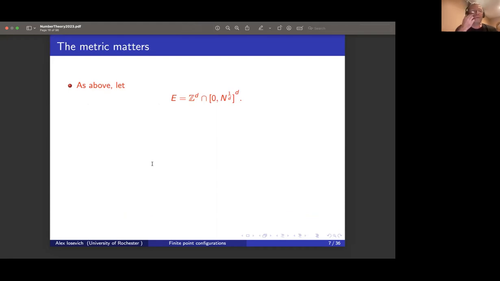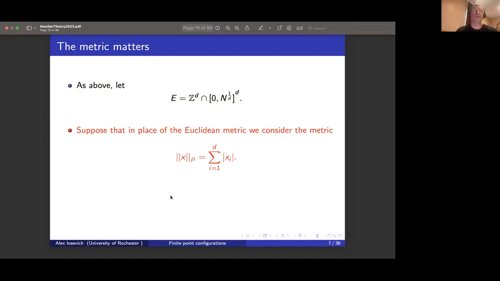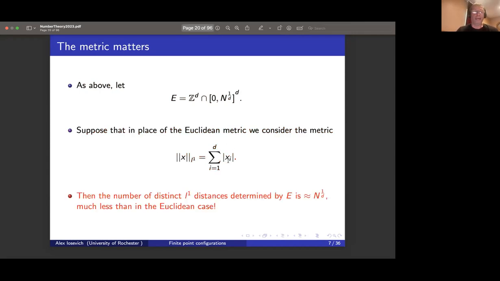All right. So one point that should be made here is that the metric matters. The metric, in other words, what sorts of distances we are considering. So first, an extremely superficial example. Suppose that in place of the Euclidean metric, we consider the little L1 metric, or the Manhattan metric. Then the number of distinct L1 distances determined by E is approximately n to the 1 over d. This is not difficult to prove for the little L1 metric. And this result is sharp, which can be easily read off from the lattice example.